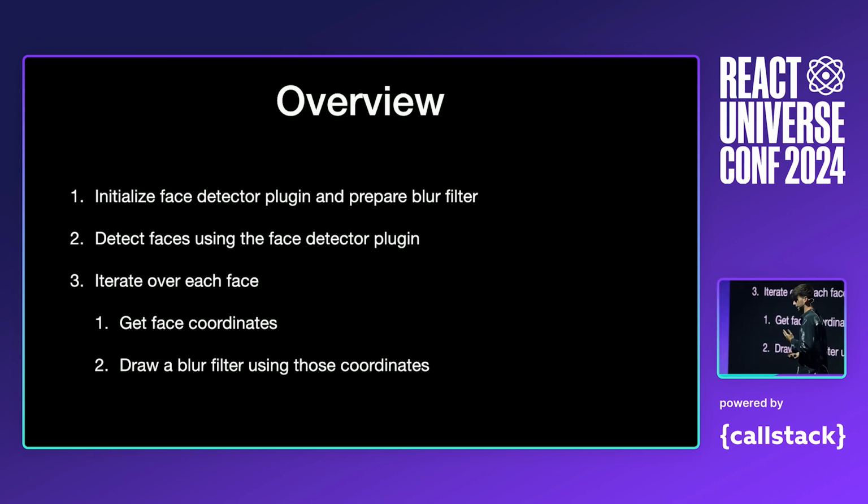There's 3 main steps to this. First, we need to do all of the initialization. We need to set up everything: the camera, the face detector plugin, and the Skia shaders or filters which we're going to use. Then we're doing the actual live detection. We're going to detect each face in a camera frame. And then we decide what to do with the results. In this case, we want to loop over the faces and draw a blur filter over each face.